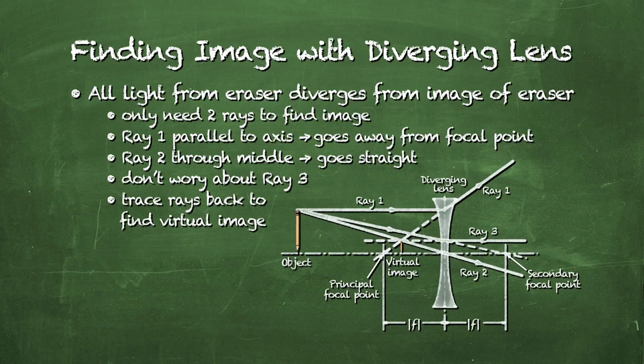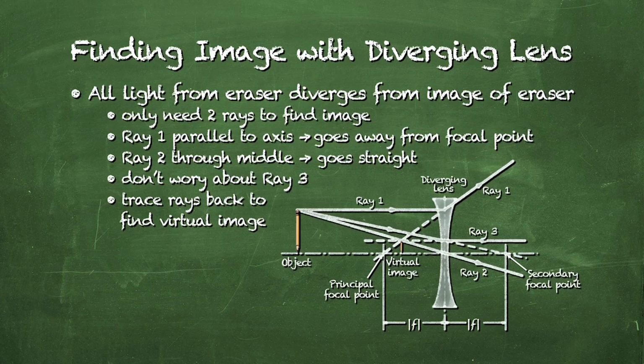Ray 2 goes from the eraser through the middle of the lens, and it's not deflected at all. It goes straight through. So ray 2 is not deflected, and ray 1 and ray 2, once they reach the lens, they diverge. They never meet up. So where is the image? Well, we don't have a real image. We have a virtual image.